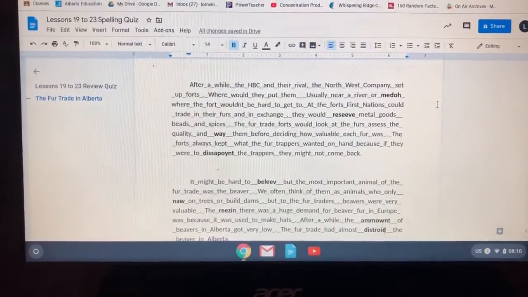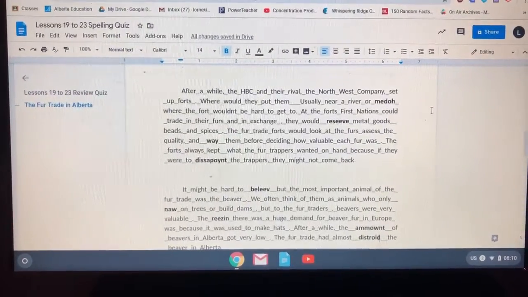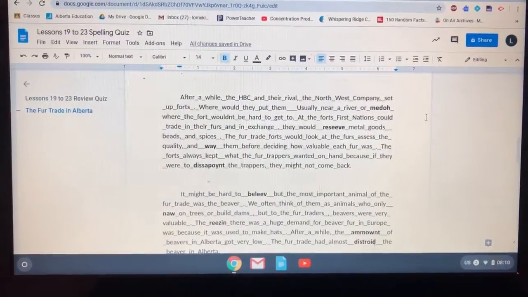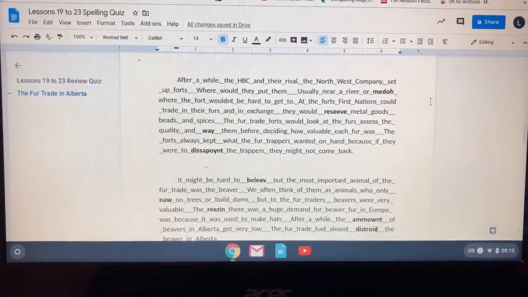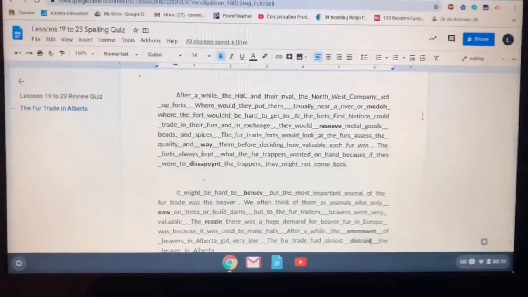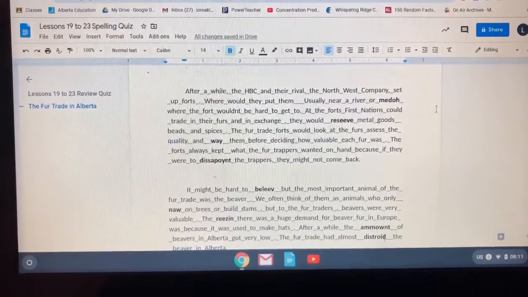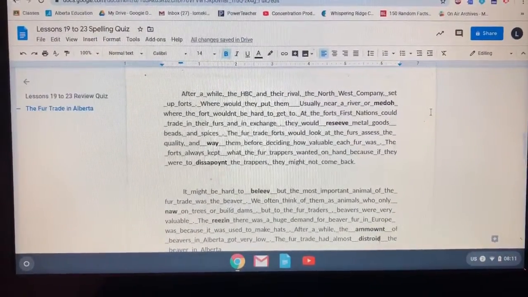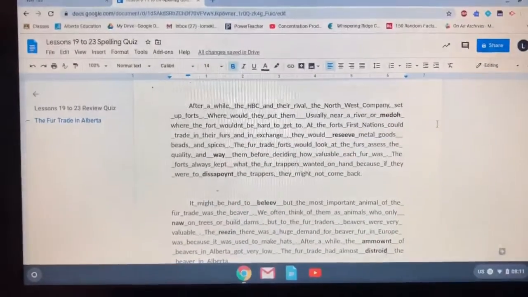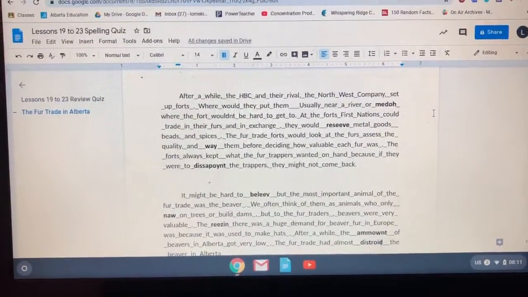After a while, the HBC and their rival, the Northwest Company, set up forts. Where would they put them? Usually near a river or meadow. Meadow is spelled wrong. Usually near a river or meadow where the fort wouldn't be hard to get to. At the forts, First Nations could trade in their furs, and in exchange they would receive, that word is spelled wrong, metal goods, beads, and spices. The fur trade forts would look at the furs, assess the quality, and weigh them. Weigh, that's spelled wrong. And weigh them before deciding how valuable each fur was.